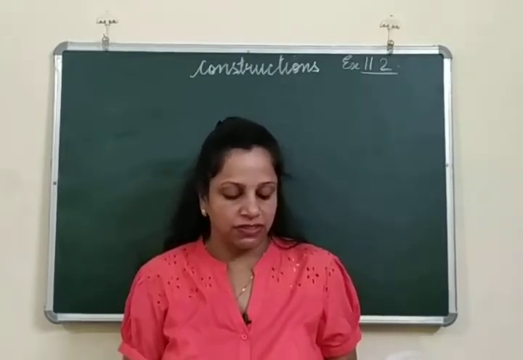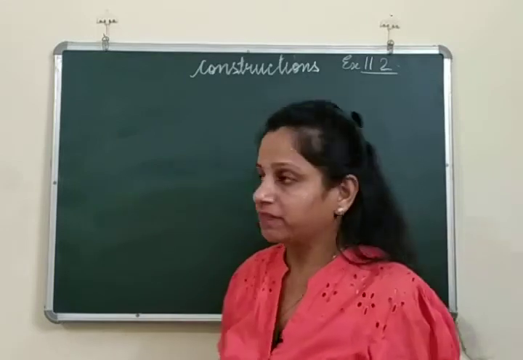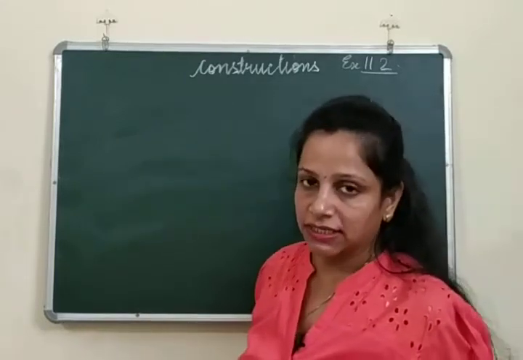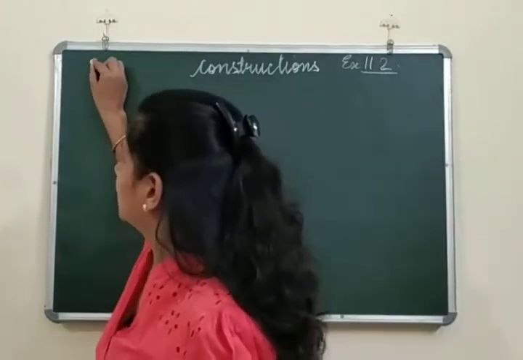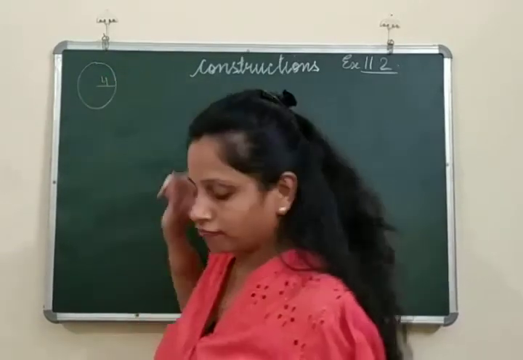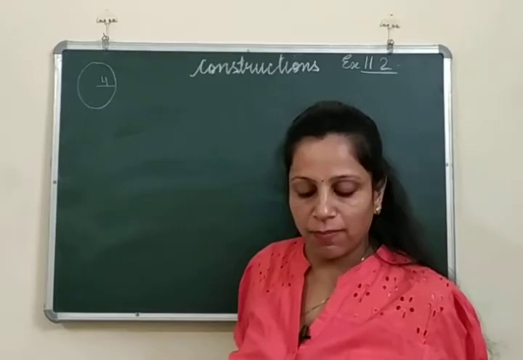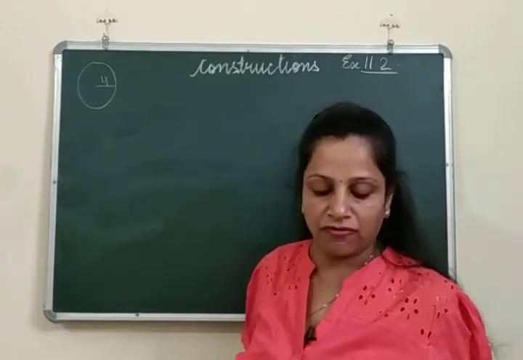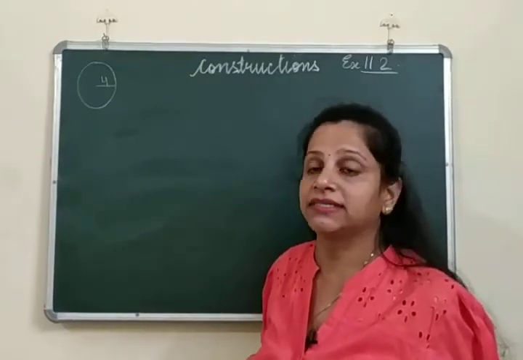Construct a tangent to a circle of radius 4. We have to construct a circle with radius 4. Rough figure I am drawing here. Suppose we have a circle, its radius is 4. From a point on the concentric circle of radius 6, measure its length.